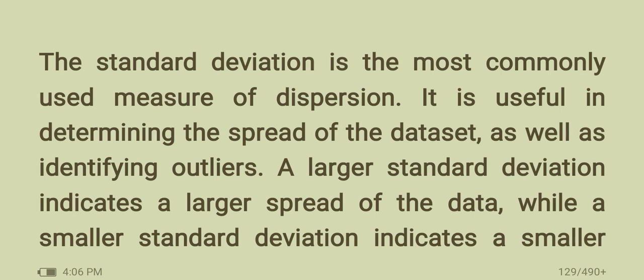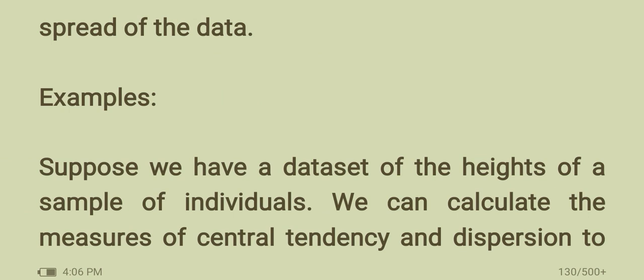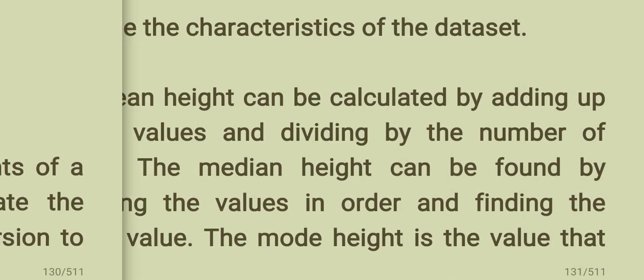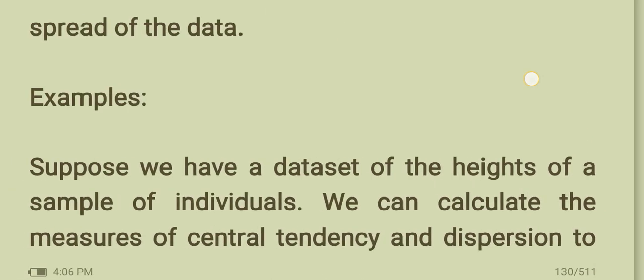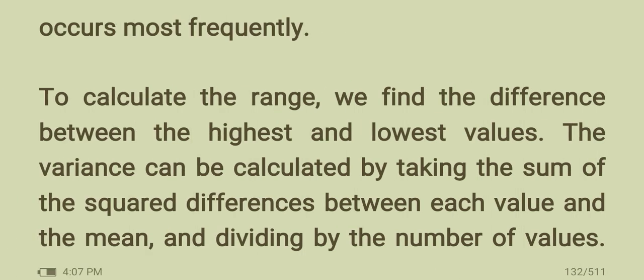A larger standard deviation indicates a larger spread of the data, while a smaller standard deviation indicates a smaller spread of the data. Suppose we have a dataset of heights of a sample of individuals. We can calculate the measures of central tendency and dispersion to describe the characteristics of the dataset. The mean height can be calculated by adding up all the values and dividing by the number of values. The median height can be found by arranging the values in order and finding the middle value. The mode height is the value that repeats most frequently. To calculate the range, we find the difference between the highest and lowest values.